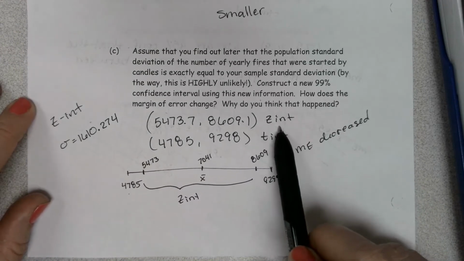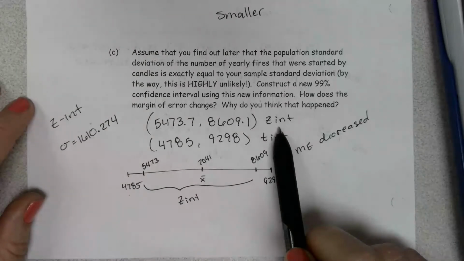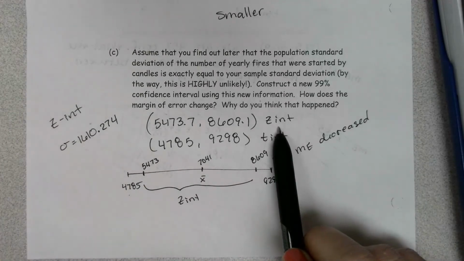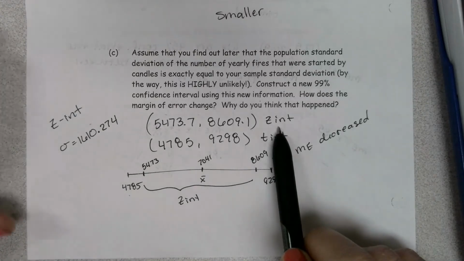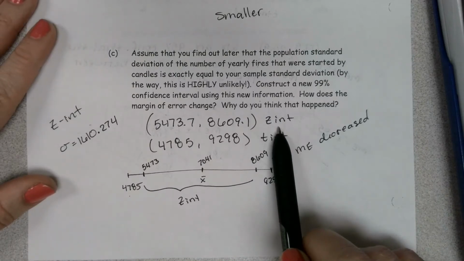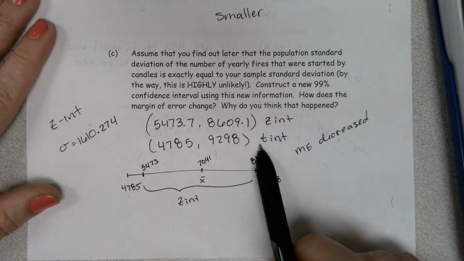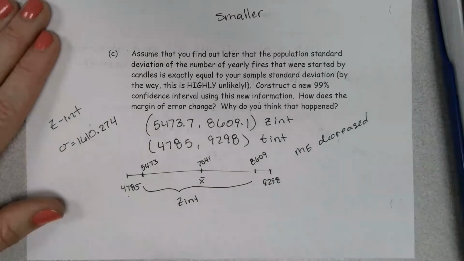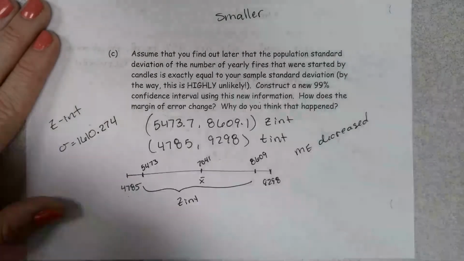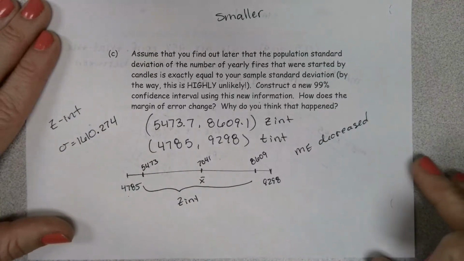However, when you do a z interval, you only have one value that is an estimate, and that's your point estimate, which is your mean. Your standard deviation is now being based on the entire population, which makes it a much more accurate value. So you only have one estimated value with z, whereas with t, you have two estimated values. So the less you're estimating, the more accurate you're going to be.